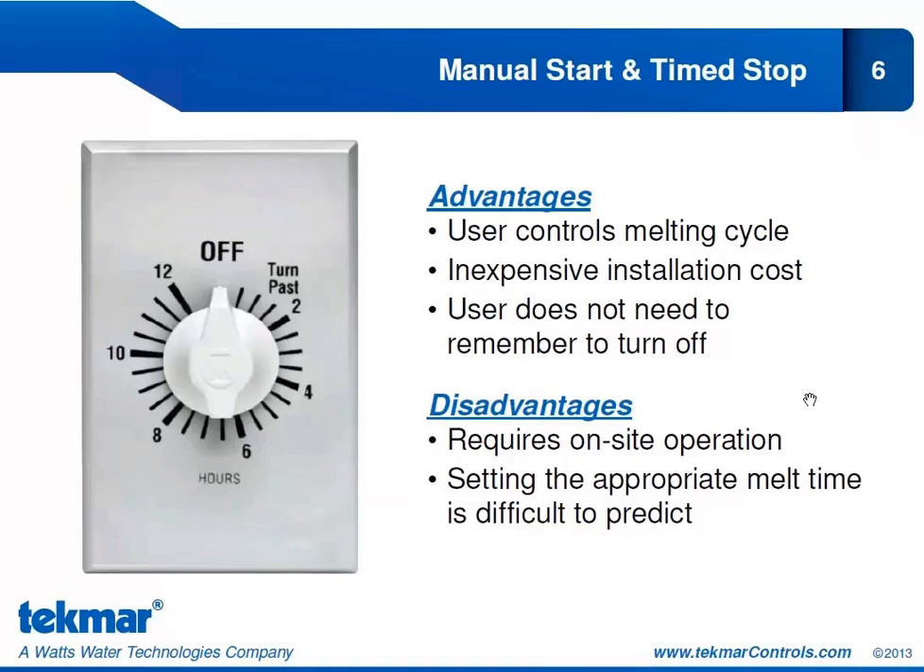In those cases, your snowmelt system just won't have a chance to turn on. The other disadvantage is it's very difficult to predict the amount of melting time that you need. What's the right amount? Should I set it to 6 hours? What if it's still snowing in 6 hours?